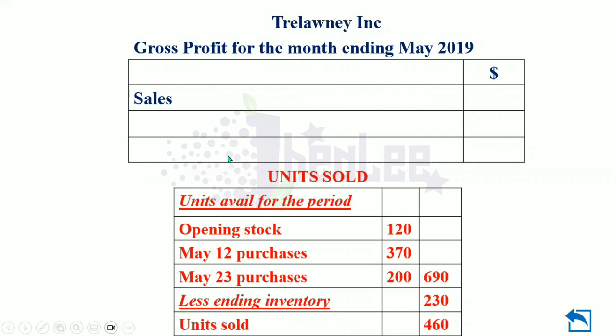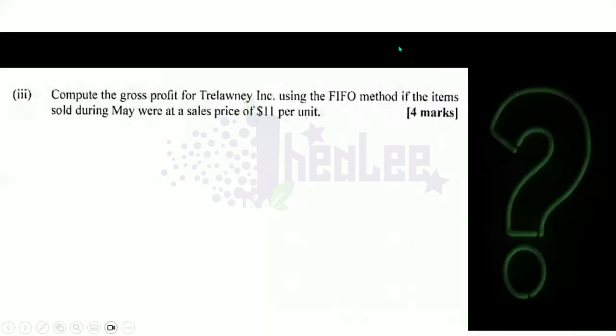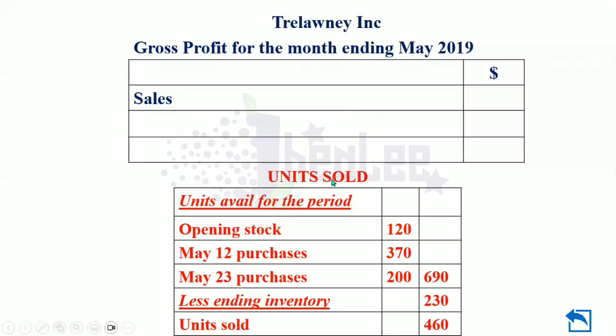Now back to calculating the sales. Remember, the question indicated that the selling price per unit is $11. So we're going to use that information to generate the value of the sales. So our workings is simply the 460 units that were sold multiplied by $11, and that gives us a value of $5,060. From this, we are going to subtract the cost of goods sold.